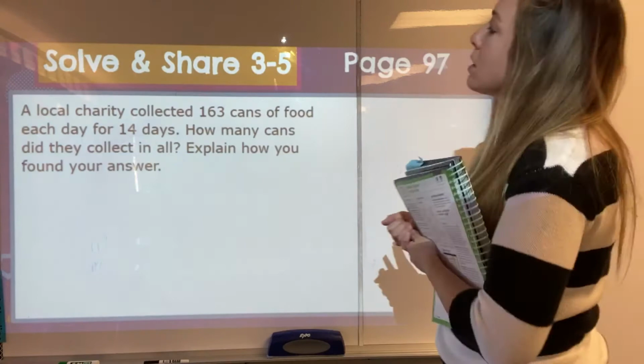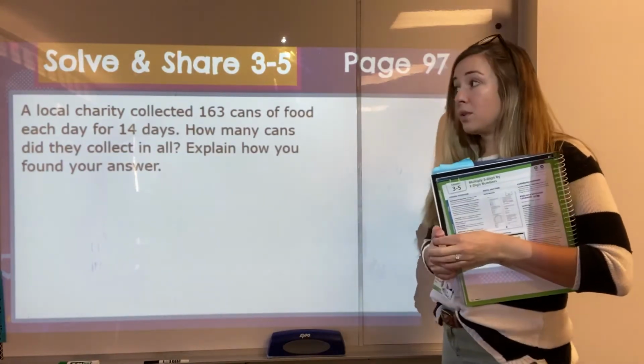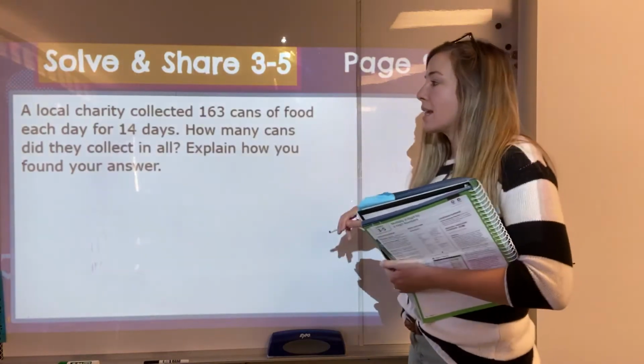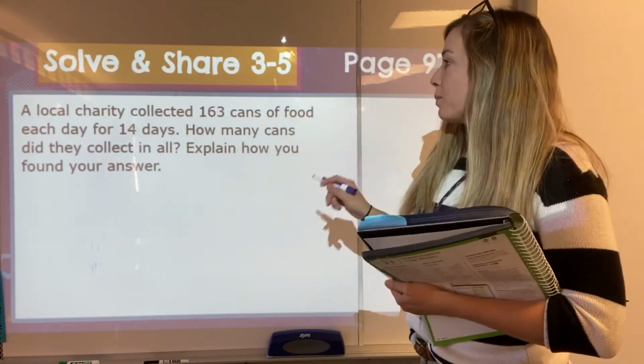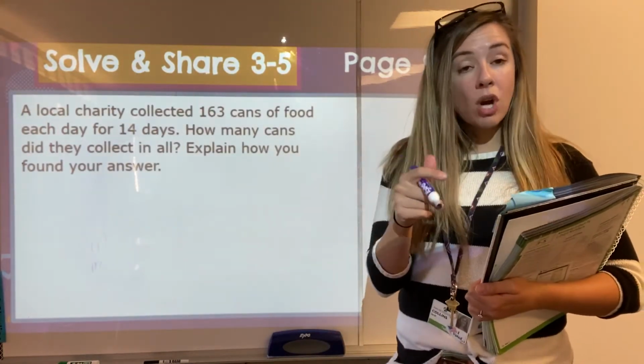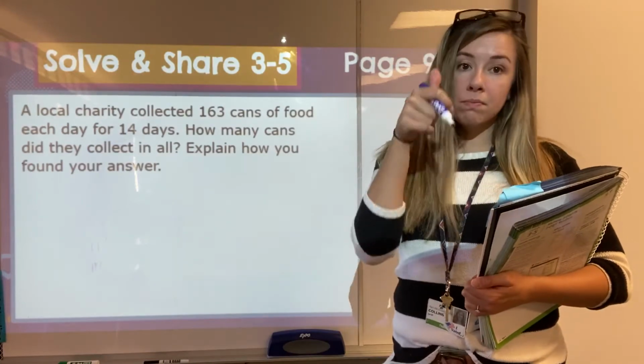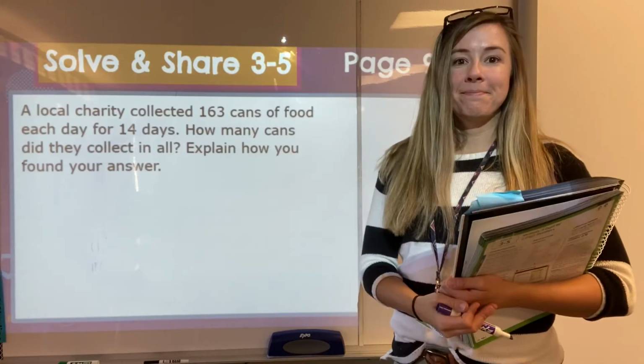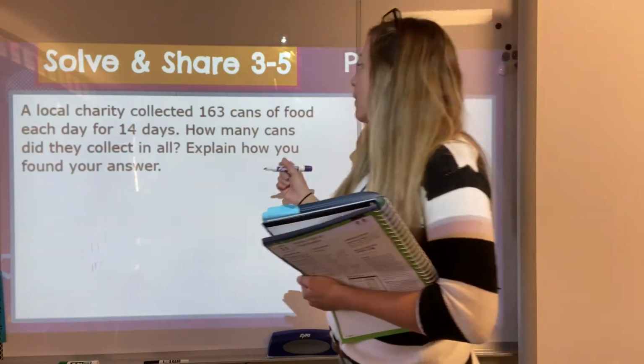Alrighty, a local charity collected 163 cans of food each day for 14 days. How many cans did they collect in all? So, I'm going to have you pause right here, give this a try. Either use the box method, partial products, or the standard algorithm. Okie dokie. Let's go ahead and give it a try.